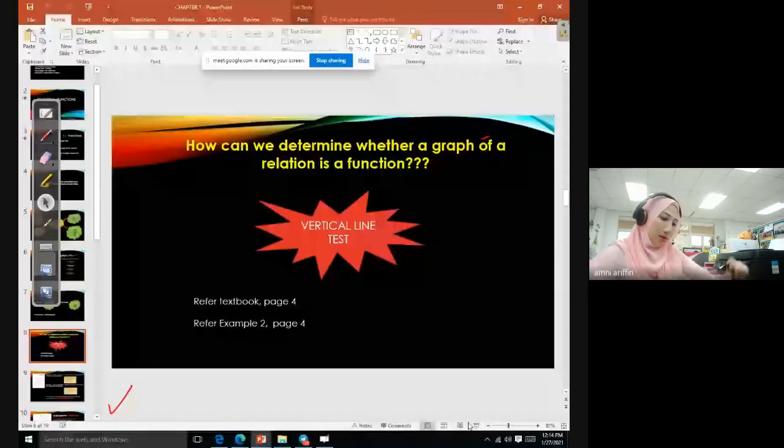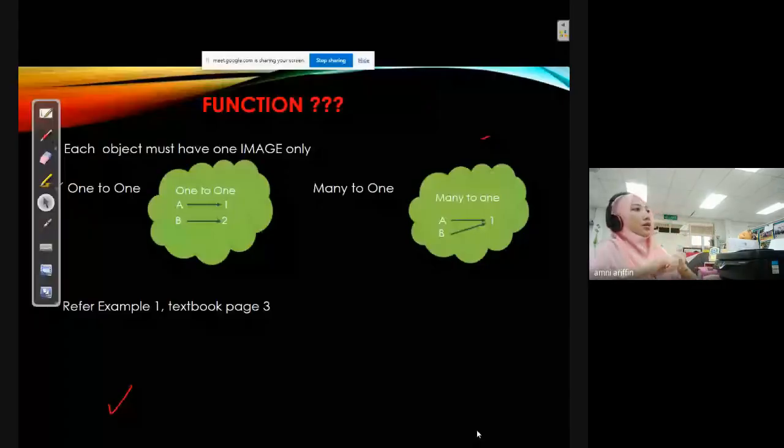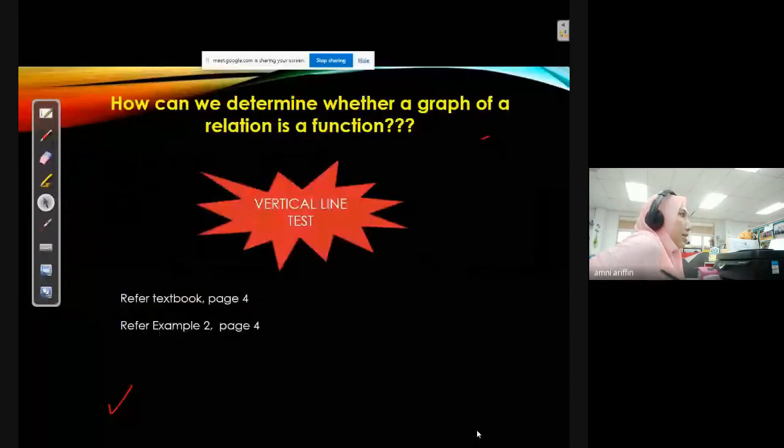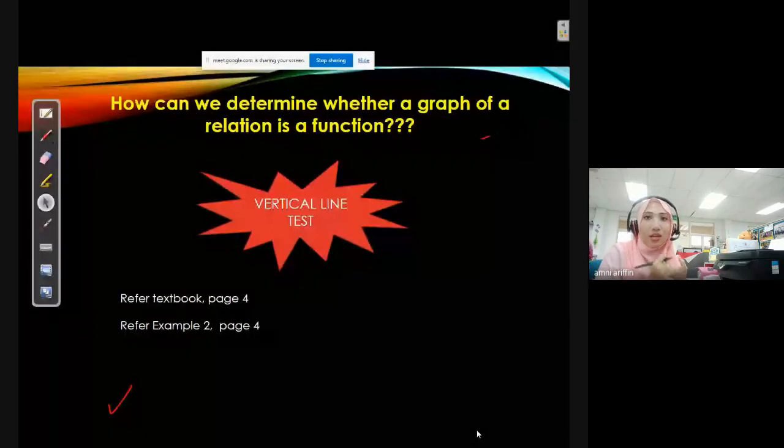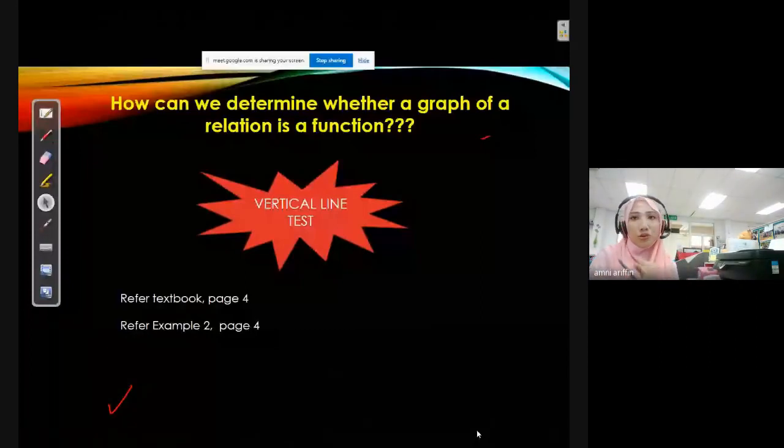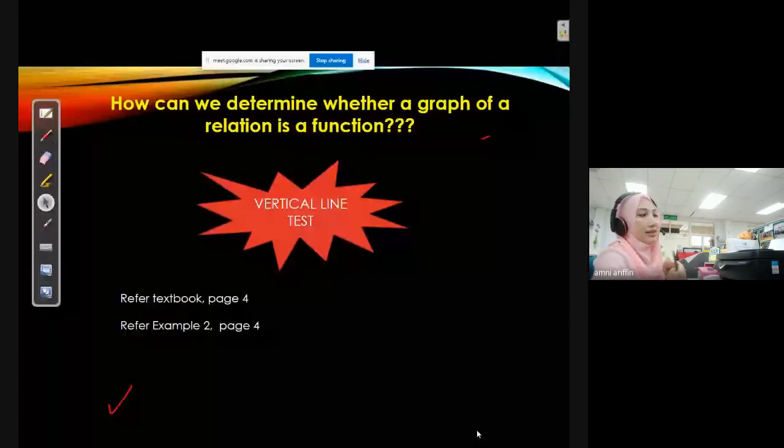Okay, tadi kita dah, I already explained example 1, textbook page 3. So this one, how can we determine whether a graph of a relation is a function? Kalau macam tadi, dia bagi kamu dalam bentuk gambar, betul tak? So this one, if the question gives you a graph, macam mana kamu nak decide the graph is a function or not? So we have to use the vertical line test.